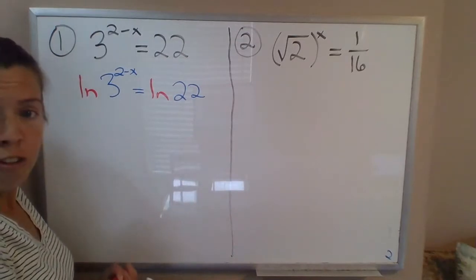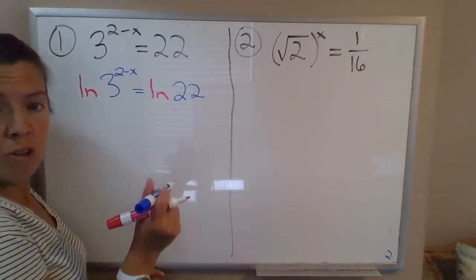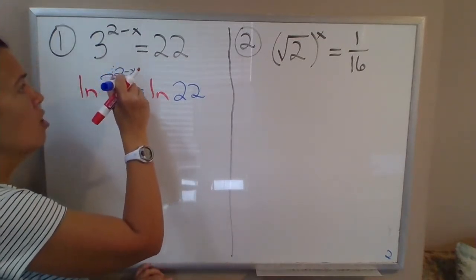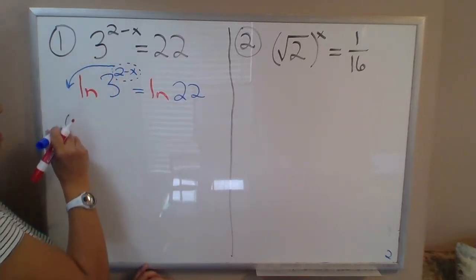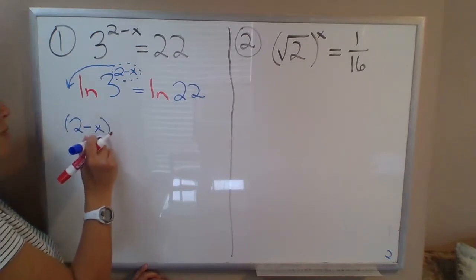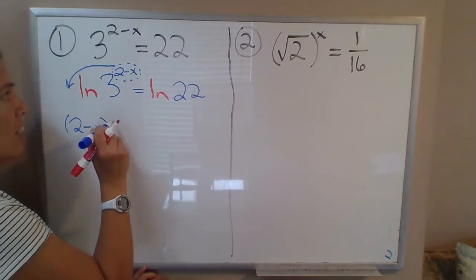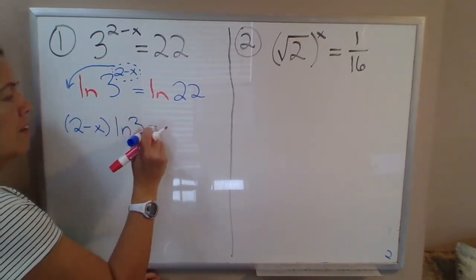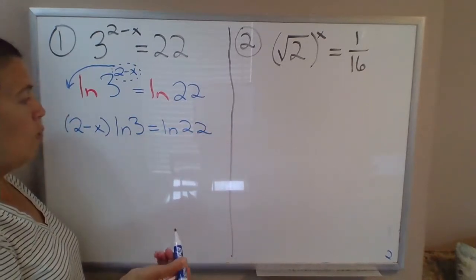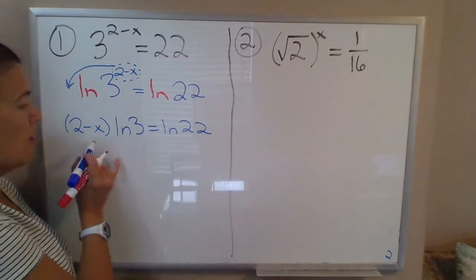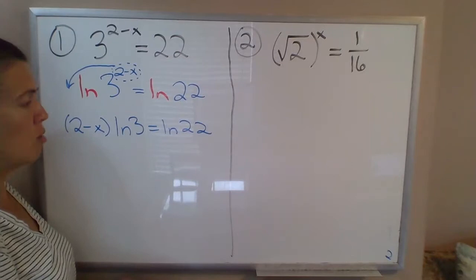The advantage of taking a logarithm of both sides is that now, thanks to one of the properties of logarithmic expressions, we can take this exponent and bring it down in front. So now you can write this as the quantity 2 minus x, and you need to make sure you put parentheses around that because it's the entire expression, 2 minus x times natural log of 3 equals natural log of 22. So now we no longer have an exponential expression to deal with. Now the x is on the same level as everything else, so that's going to make it easier to isolate x in this equation.